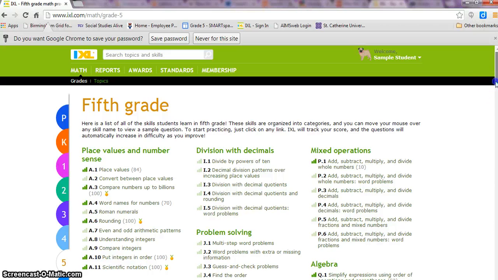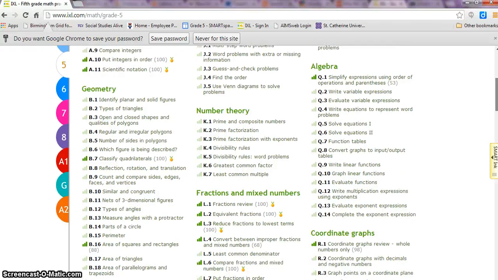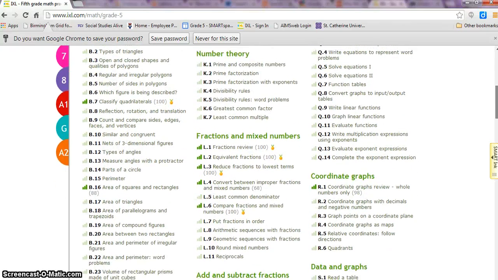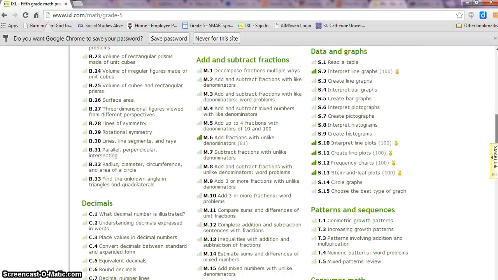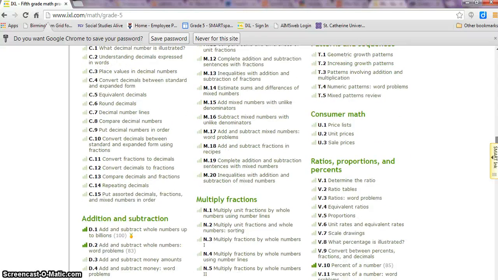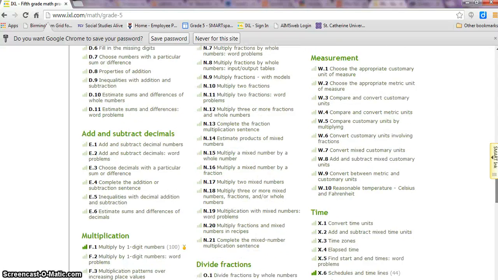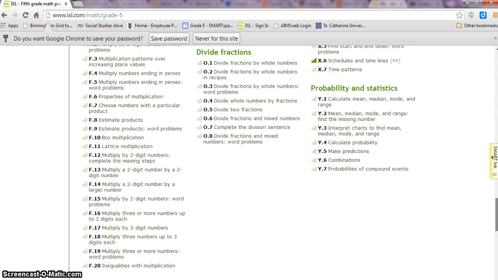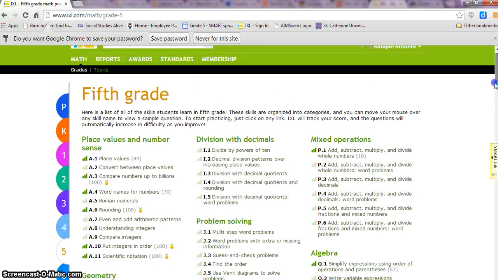All of the skills go down the page. They are grouped by letter, and students will choose these skills based on skills they need to practice or ones that the teacher has told them that they will be working on. These are all 5th grade skills. They are Common Core aligned, so they are skills that they will need to know by the end of the year.